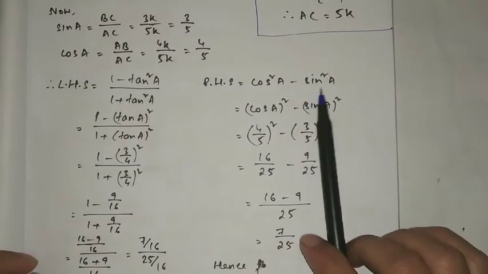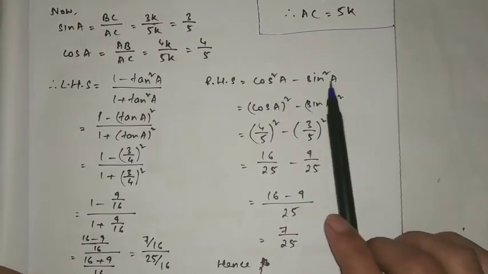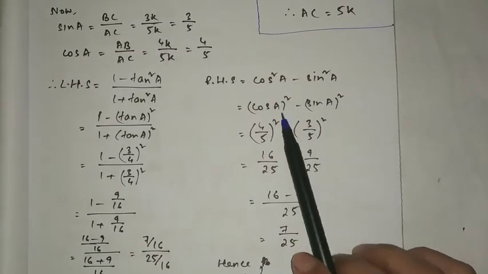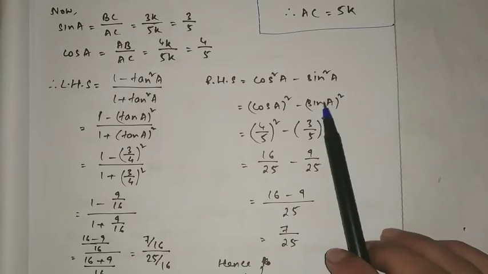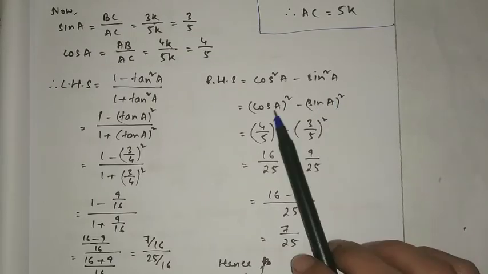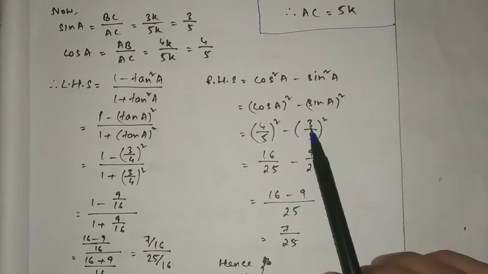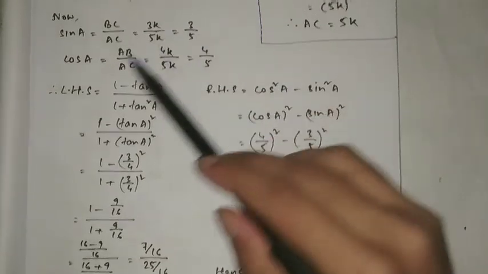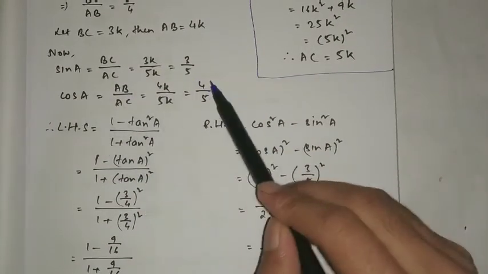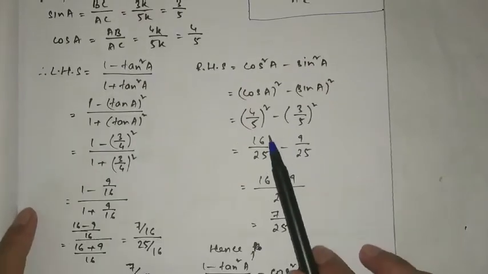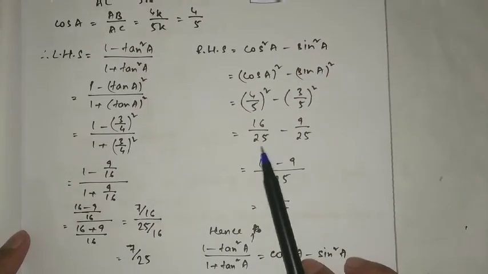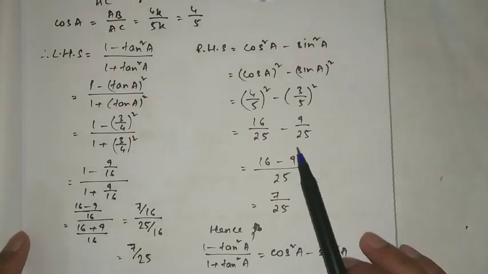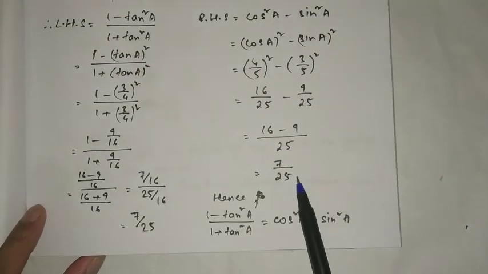The right hand side of the equation is cos square A minus sin square A. Now cos square A is nothing but the square of the term cos A, and sin square A is the square of the term sin A. We put the values of cos A and sin A which we have determined here, sin A to be 3 by 5 and cos A to be 4 by 5. So we get the value of cos square A minus sin square A to be 16 by 25 minus 9 by 25, which leads us to 7 by 25.